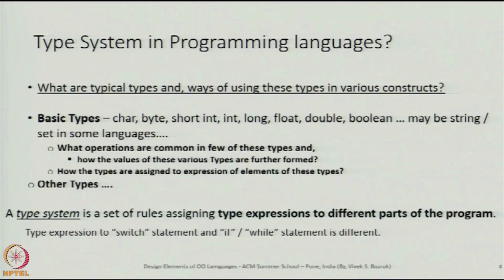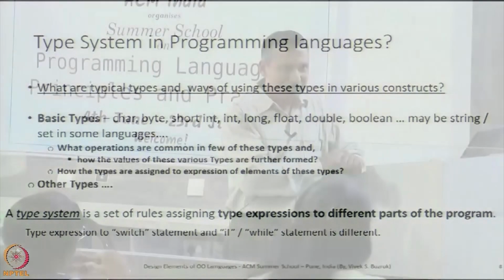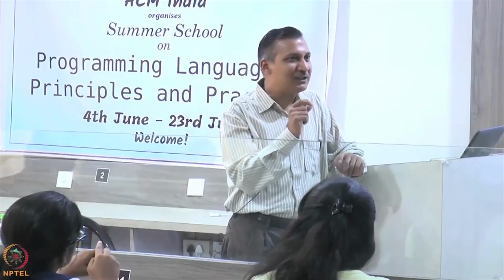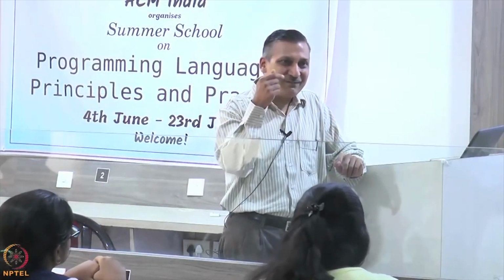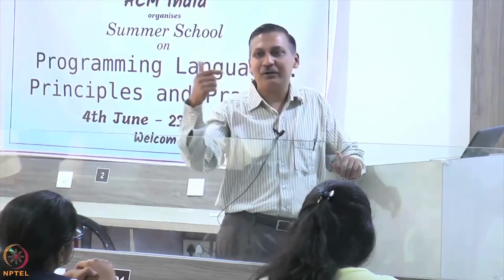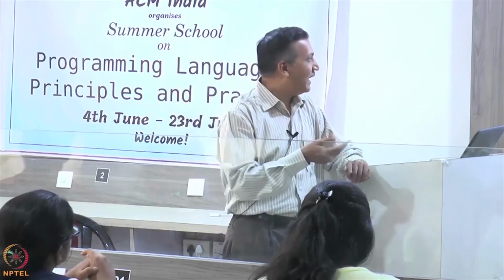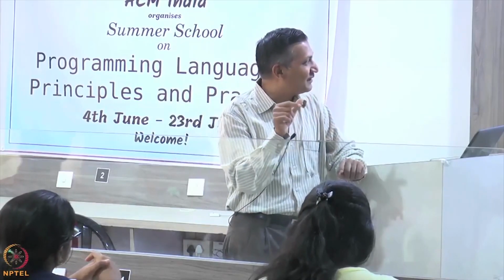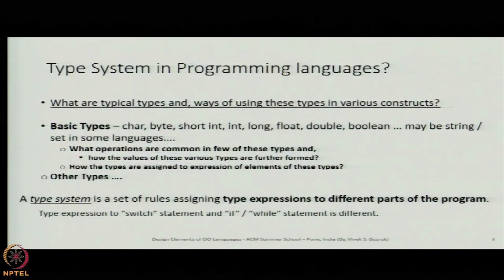Now if you look at these languages, they have these if, for, while statements. These statements have particular expressions, and the values of those expressions are important, but these values have to be of a particular type, correct? They have to be of a particular type, and this type expression is actually a type system, which is basically a set of rules assigning type expressions to these different parts of the program. That is the type system of this language, and that is the type system of this language.